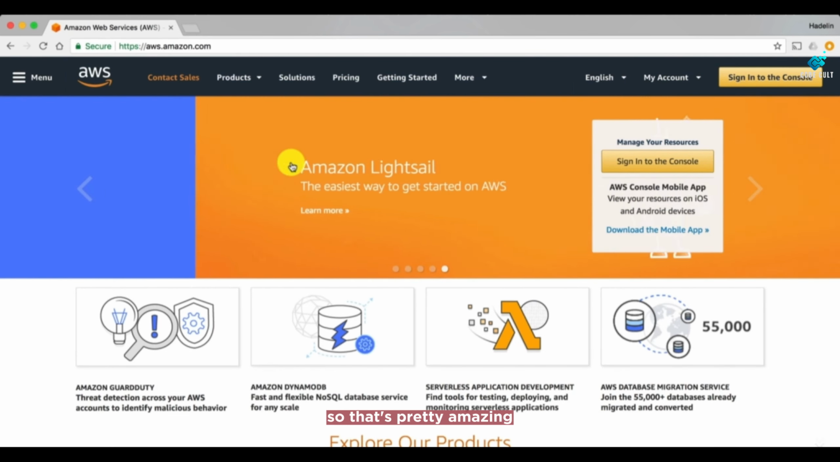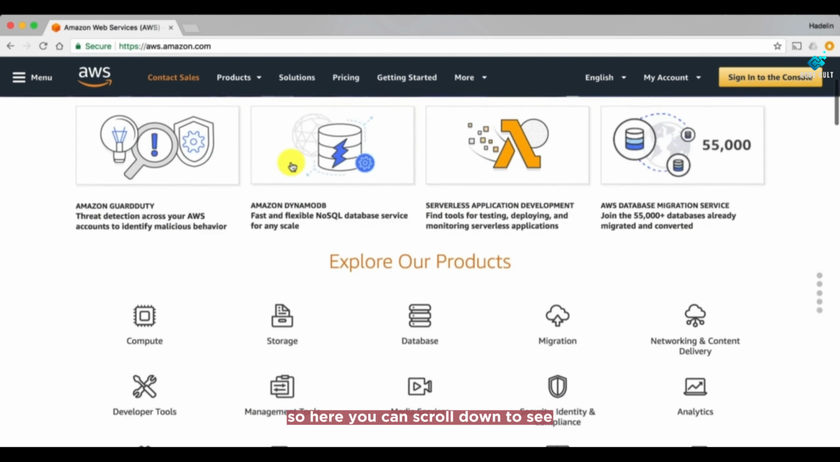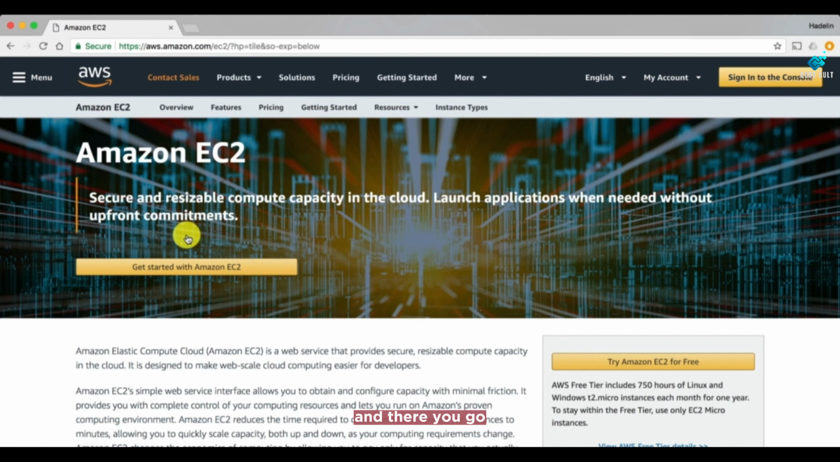So that's pretty amazing. And Amazon Web Services contains one of the best virtual machines. So here you can scroll down to see all the products they offer. I told you about Amazon EC2, which are the virtual servers in the cloud. So that's the main and most widely used product of Amazon related to machine learning. So we can already click on this, Amazon EC2, and there you go. You can already get started here. They have an amazing guide, and they even offer you a free trial. You can try Amazon EC2 for free, and the guide is amazing. They show you step by step so that you can really follow the process.